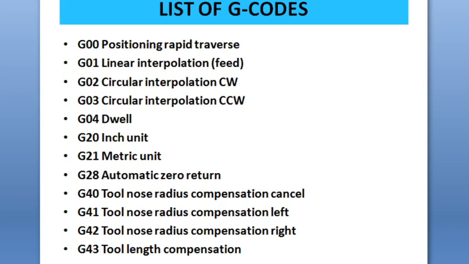G20 is used for dimensions in inches. For metric units G21. G28 for automatic return to reference point, zero return point. G40 is used for cutter compensation cancel. Tool nose radius compensation also in turning center. G41 for left of part surface. G42 for tool nose radius or cutter diameter, right, in machining center. G43 for tool length compensation.